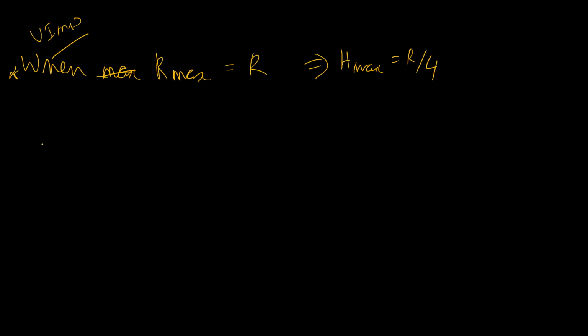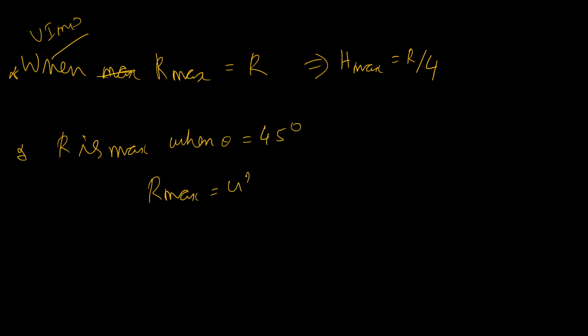Next point. Horizontal range is maximum when it is thrown at an angle of 45 degree from the horizontal. Horizontal range R is maximum when theta is equal to 45 degree. At that time, R max will be given by u square by g.